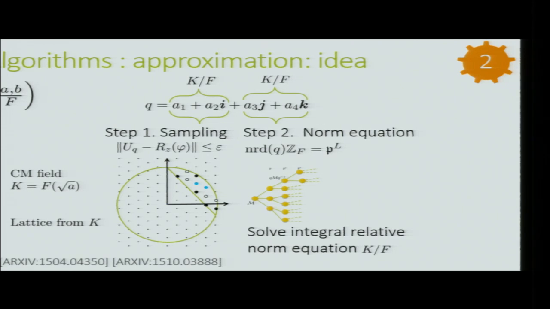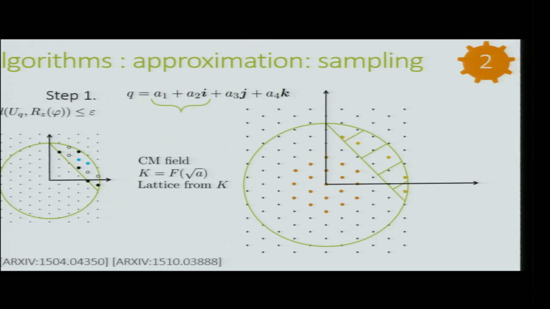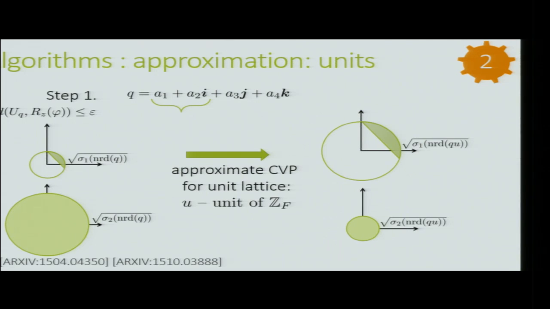Once we want to solve the other part, we again solve a relative norm equation between this number field and this one. So that is 2 parts. I won't go into the details of how this works. Okay, I'm wrapping up.